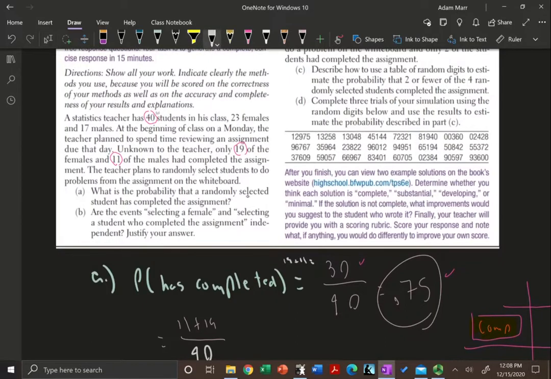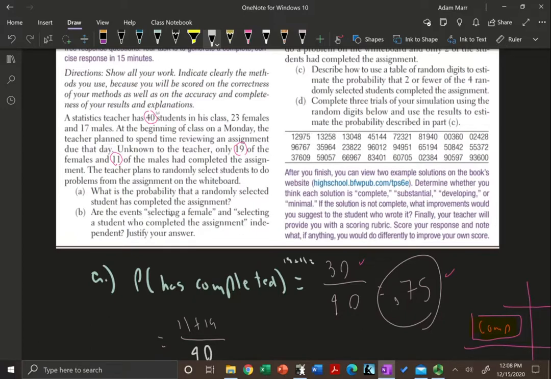Part A, what's the probability that a randomly selected student has completed the assignment? Okay, so 19 plus 11 is 30. And we have a total number of outcomes of 40, right? Total of 40 students. So 30 over 40 is 0.75. So the probability a randomly selected student has completed the assignment is 0.75.